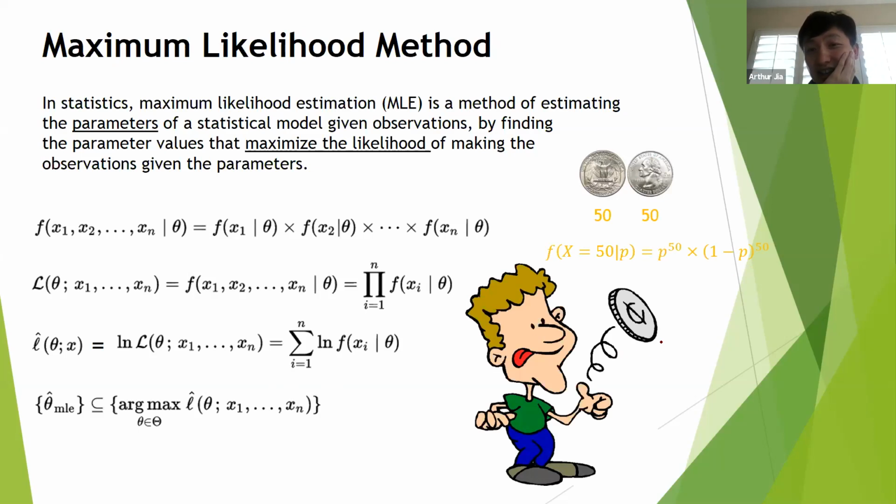Okay. So now he did an experiment. He tossed this coin 100 times and ended up with a case like this: 50 times heads and 50 times tails. Okay, so this is the thing. And now, because I want to demonstrate the maximum likelihood method, we need to have a model.